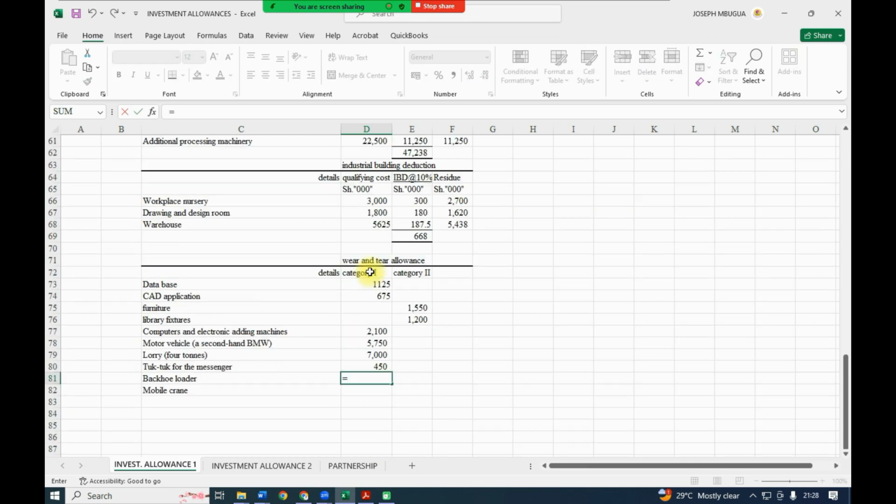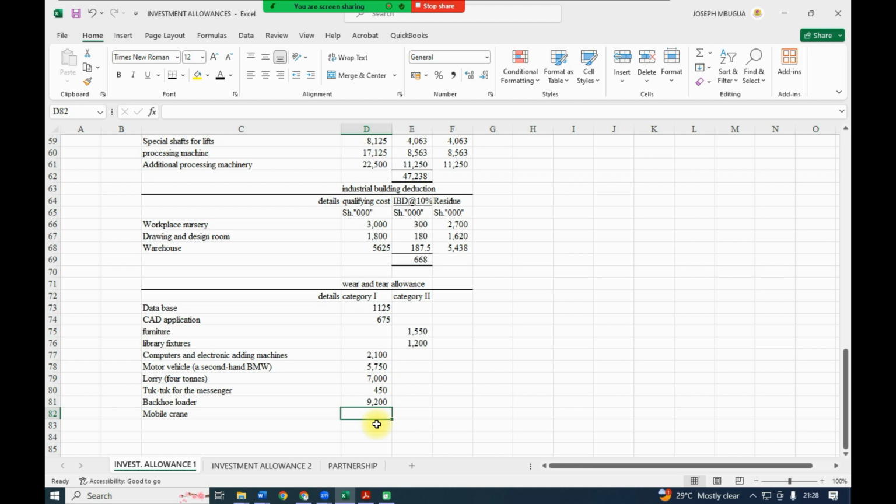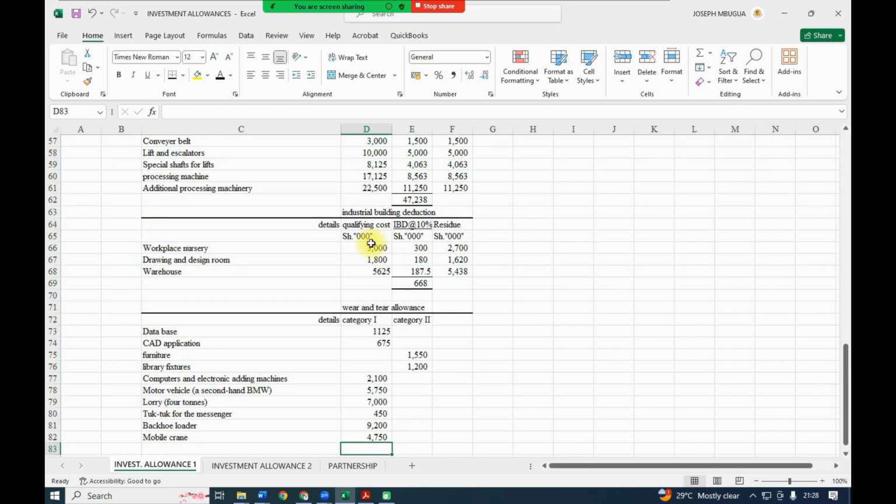So backhoe, loader, and mobile crane of 47. Remember, the fixed crane goes to category 2. If it is fixed, not movable, we put it under category 2. But if it is movable, like in this case, we put it under category 1.